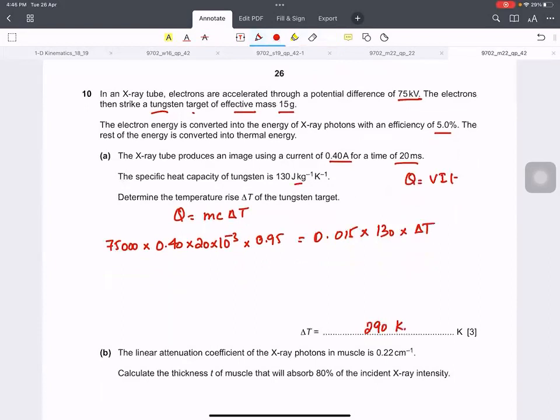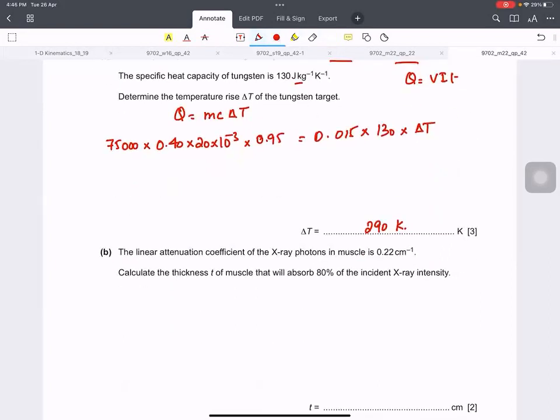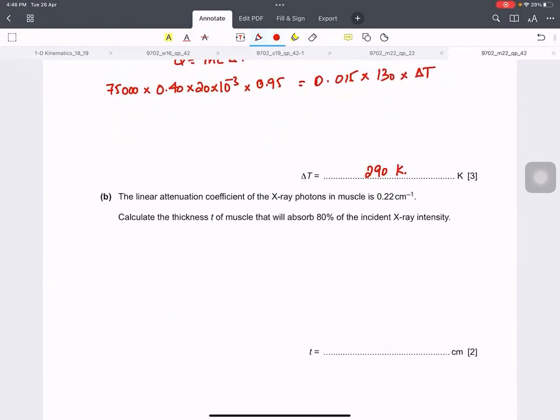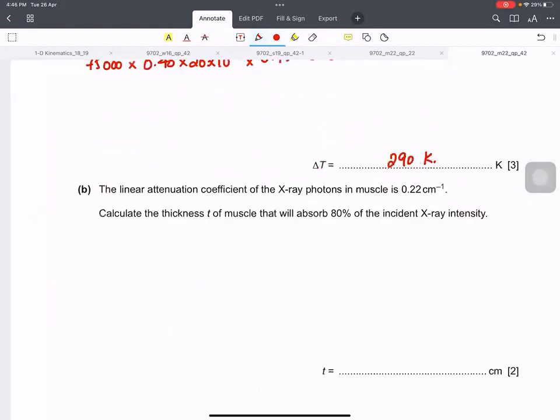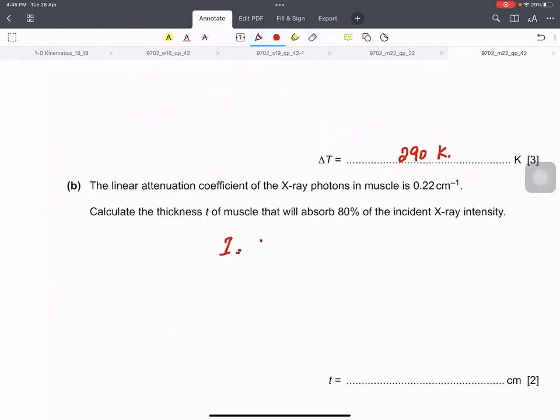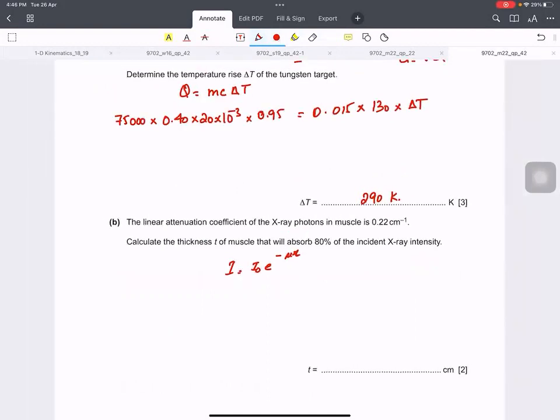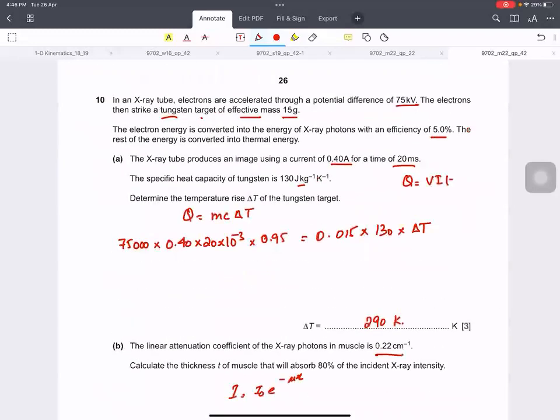Then the linear attenuation coefficient of X-ray photons in muscle is 0.22. Calculate the thickness of the muscle. This is easy. I equals I naught e to the power minus μx. Now we have to find x. The linear attenuation is given. Calculate the thickness. Do we have I over I naught? I think we have, right?